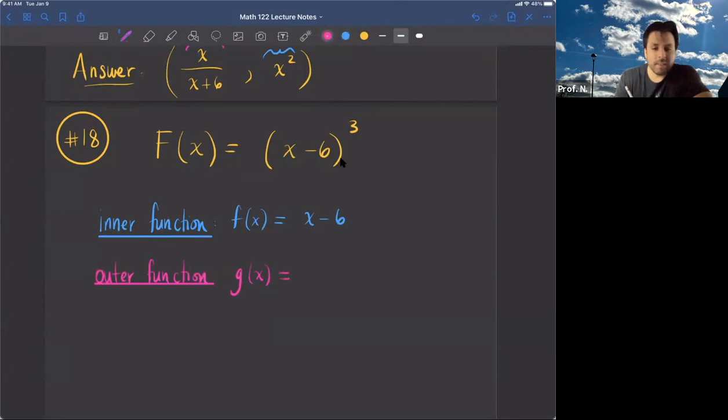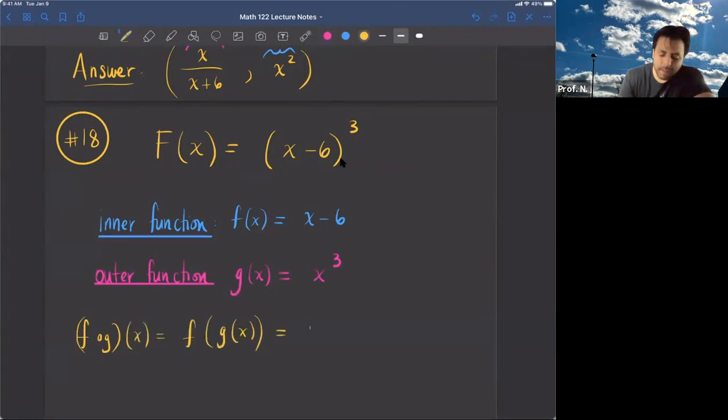So g of x is not x minus 6 cubed, it's x cubed. And do you see why this is the case? Well, if I were to compose again, f of g of x, this is the same thing as saying f, but apply g first, and then f. But then what is, oh wait, this is f of g, right?